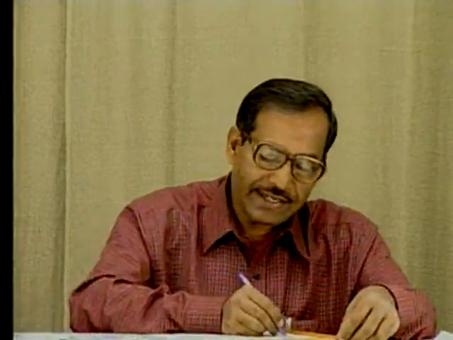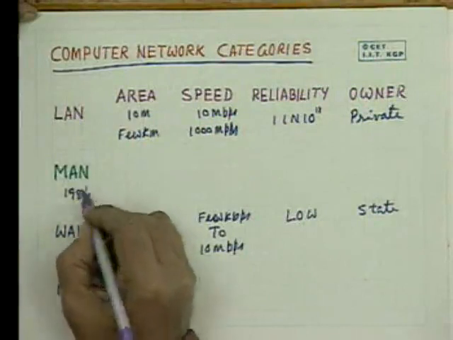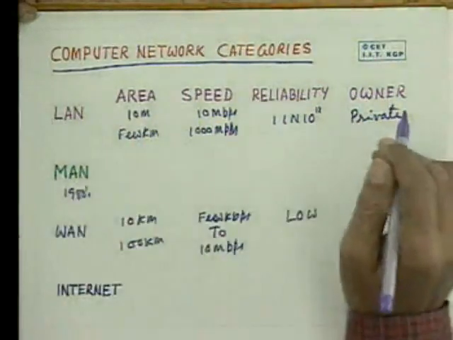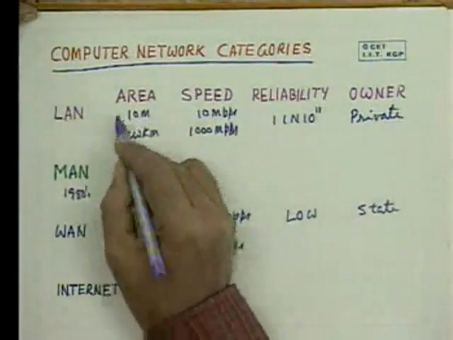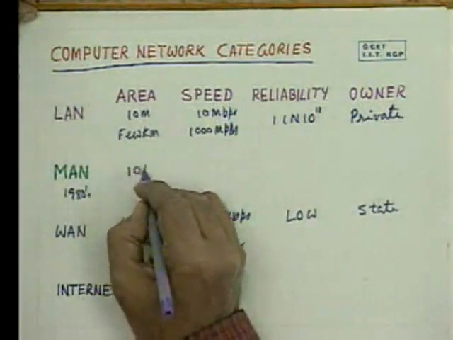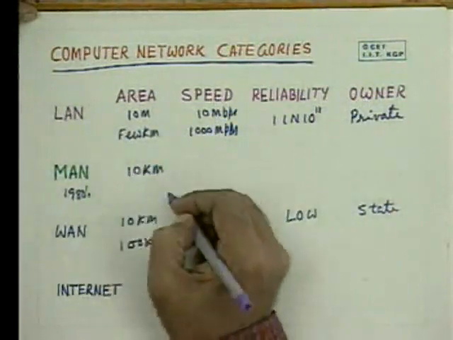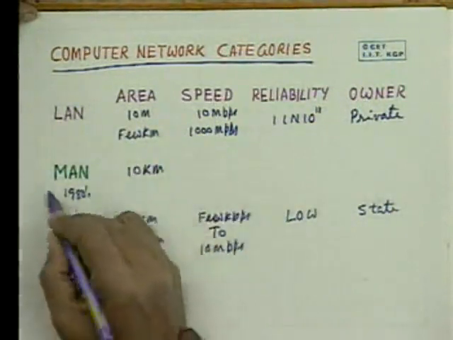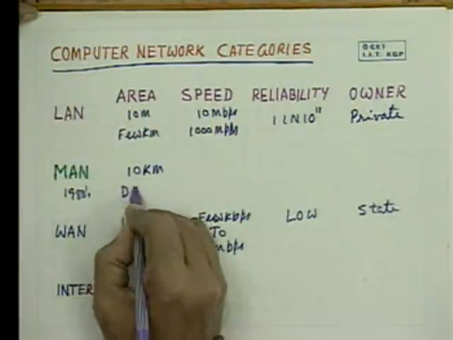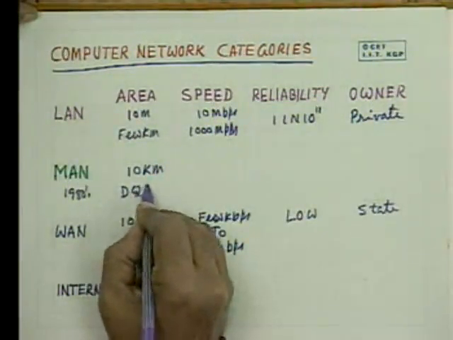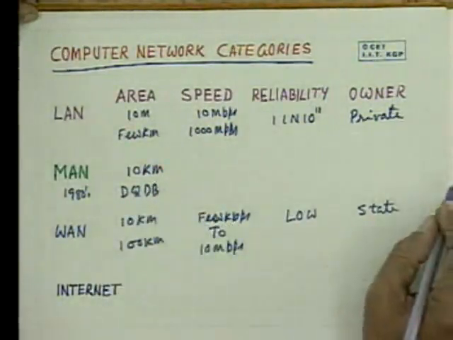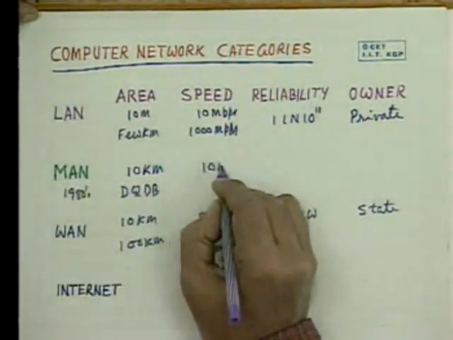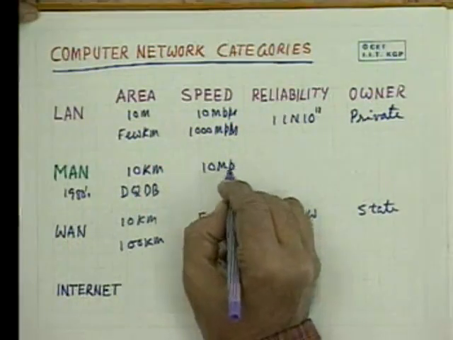And in 1980s, metropolitan area network was developed and proposed. Technology is very similar to LAN, but the area that it can cover can be say 10 kilometer, a complete city. And the standard that has emerged is DQDB, distributed queue double bus, which we shall discuss in detail later on. Speed can be about say 10 megabits per second.